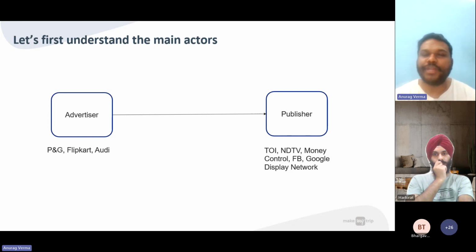Obviously, there's a lot of intermediation in between. Someone coming from the AdTech space would say that Anurag, you have kind of oversimplified this, but I just wanted to kind of keep that picture simple and then slowly build it up, right?